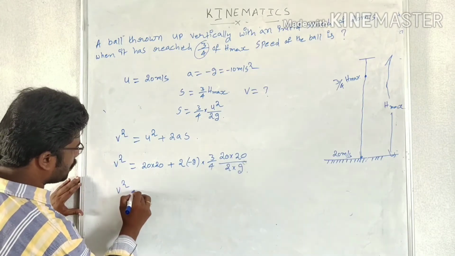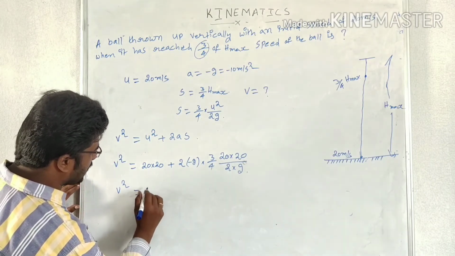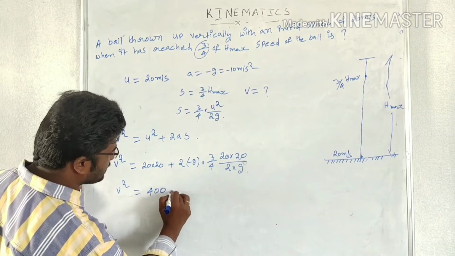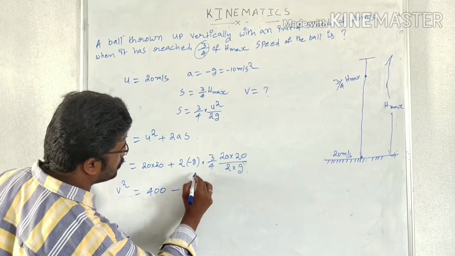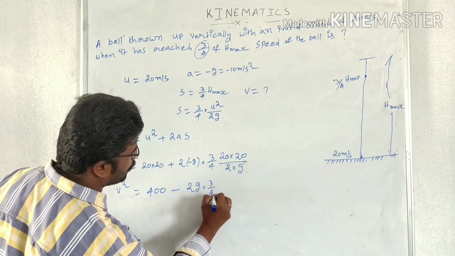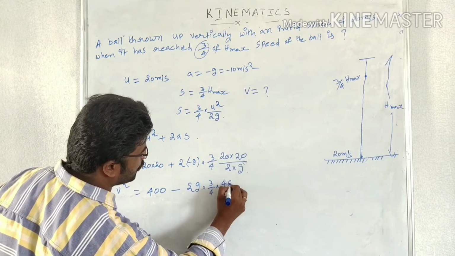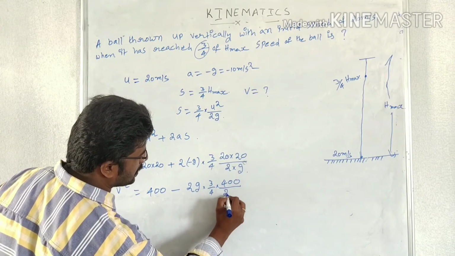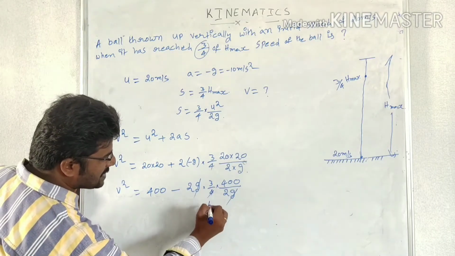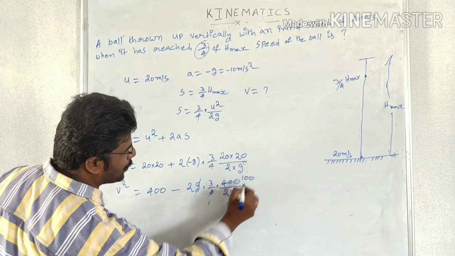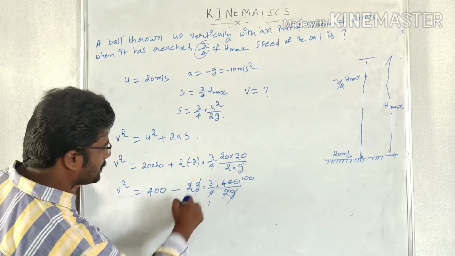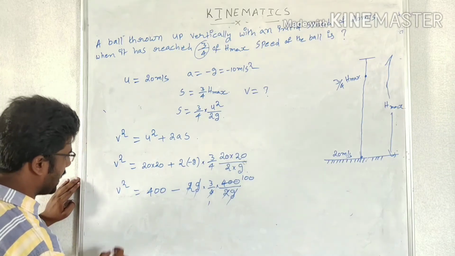So v square equal to 20 into 20, that is 400, plus 2 into g, 2g into 3/4 into 20 into 20, that is 400 by 2g. G gets cancelled. 4 ones, 4 hundreds, 400. 3 twos, right? 2 gets cancelled. 3 into 100, that is 300.